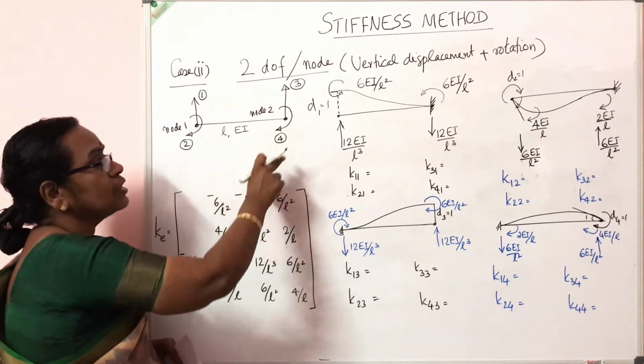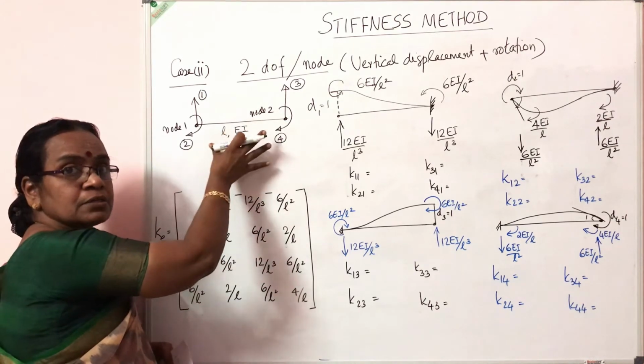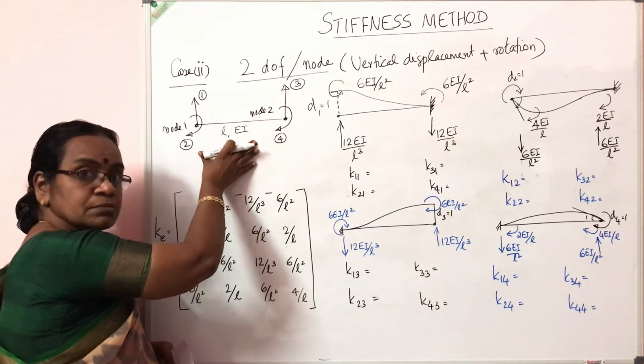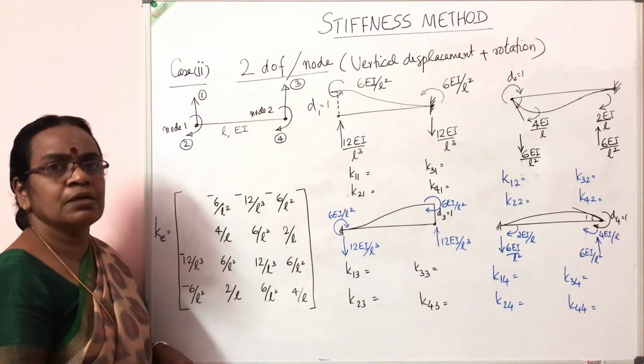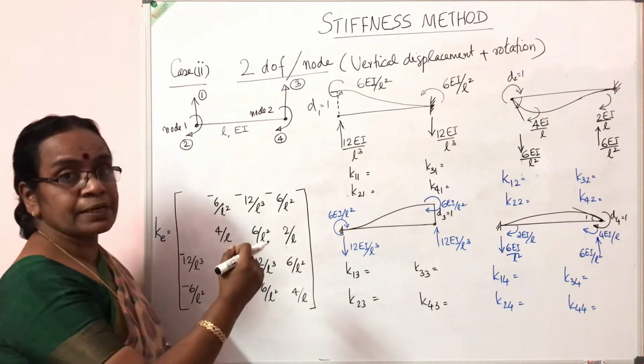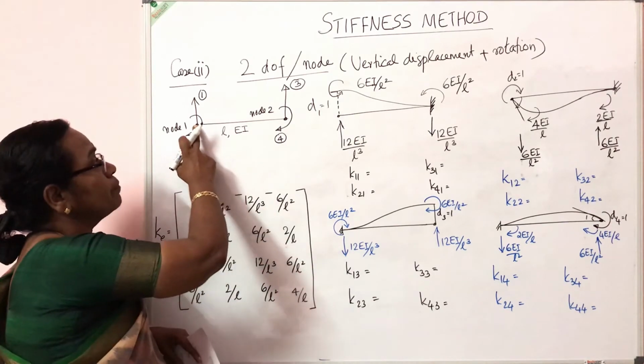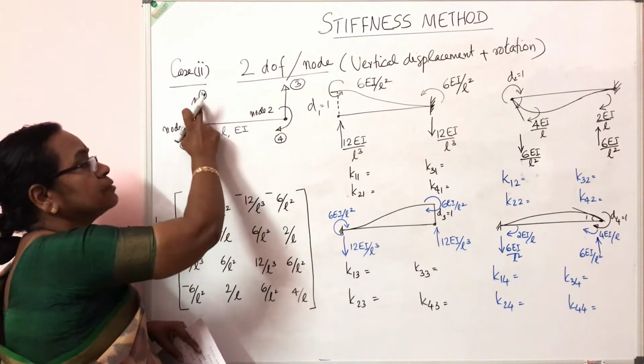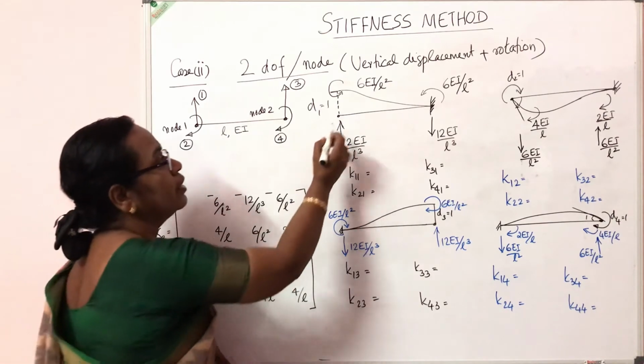Now let us see how to develop the stiffness matrix for this element with these coordinates. This we have already done in the definition of stiffness influence coefficient. Anyway, I will explain it once again. How to develop it? First of all, we apply unit displacement in coordinate direction 1.